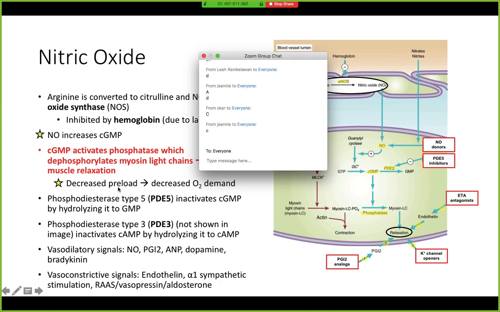So in the heart, because you get the vasodilation, which is predominantly on the venous side, you're going to decrease the preload and decrease the O2 demand of the heart.